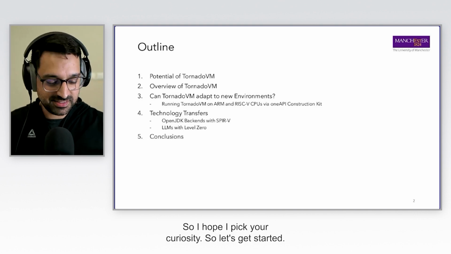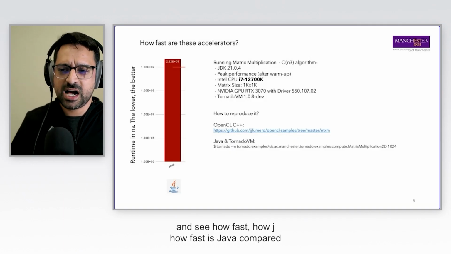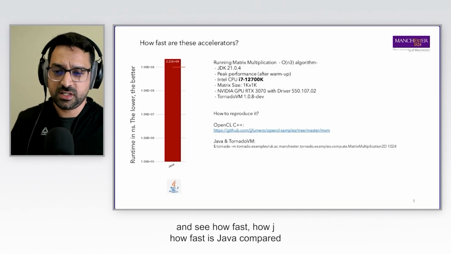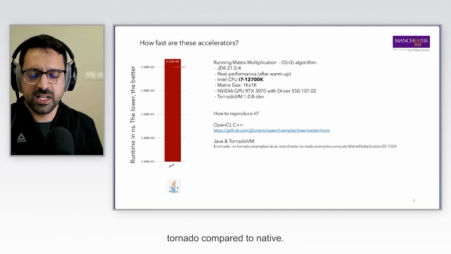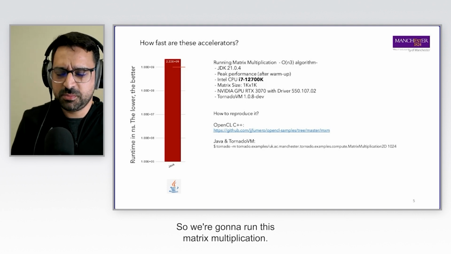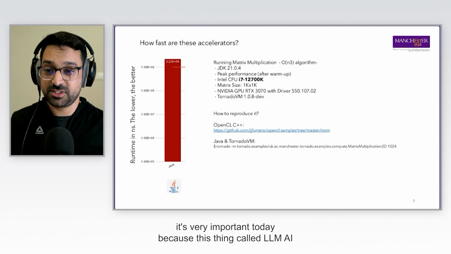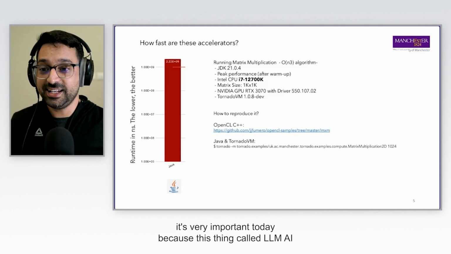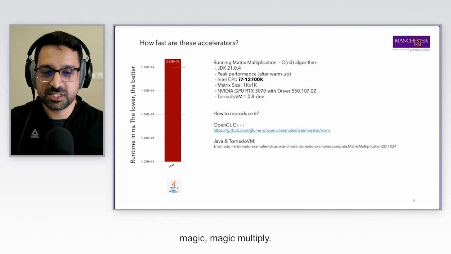So let's get started. First of all, as I mentioned, I'm going to run some performance analysis and see how fast Java is compared to other solutions and how fast Tornado could potentially be compared to native. I'm going to run matrix multiplication. I think for this conference, everyone understands this application. It's very important today because of this thing called LLM, AI, etc. Matrix-vector and matrix multiply are among the key kernels.